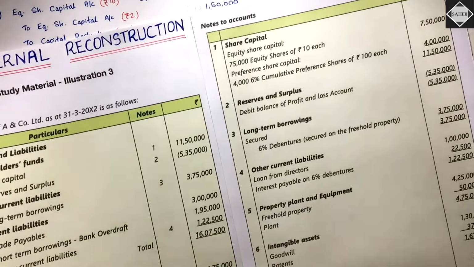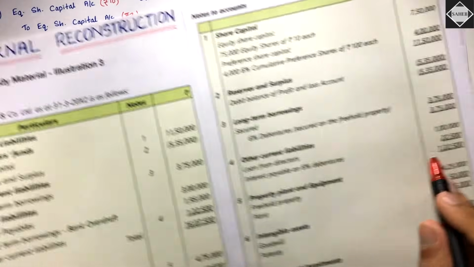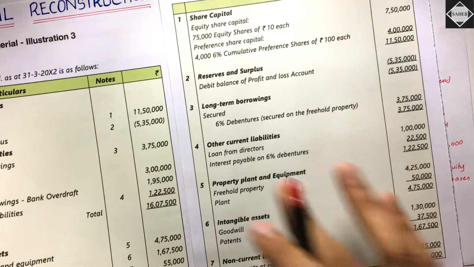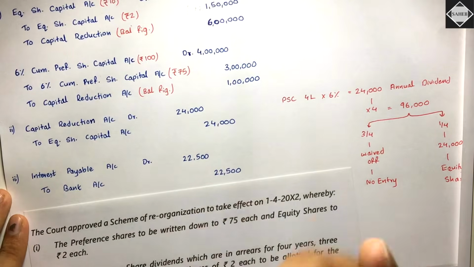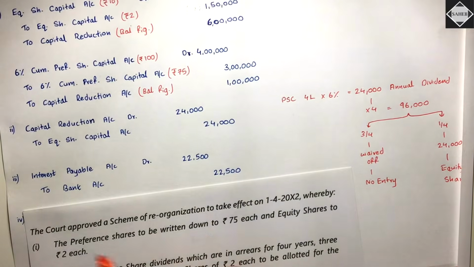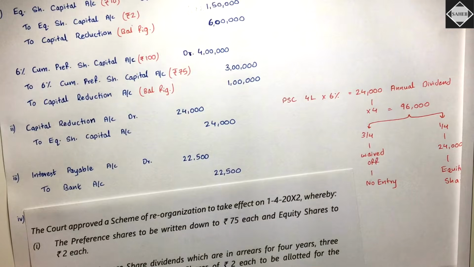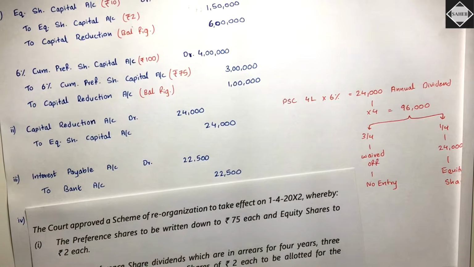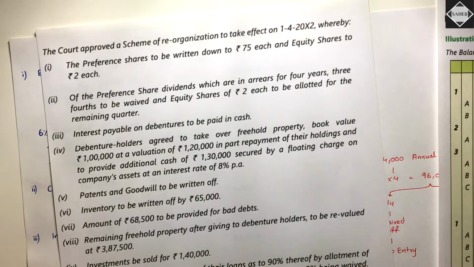Interest was there as a liability in here, in other current liabilities. How much? 22,500. So that liability is being extinguished. Yeah, you have to debit that liability and completely finish that off, and the payment you are making through the bank account. Okay, to bank account 22,500. Fine. Okay, next entry.